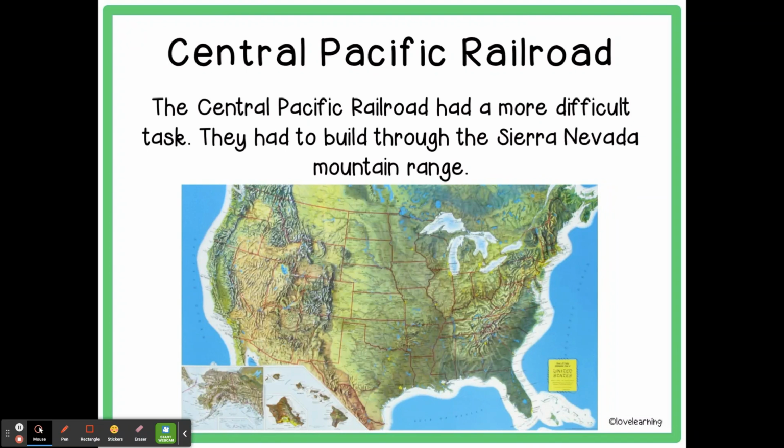So let's talk about the Central Pacific Railroad. The Central Pacific Railroad had a more difficult task. They had to build through the Sierra Nevada mountain range. If you look at this map, it shows you where that red line probably was, right around here. Look what they're working through compared to where the blue line was. All this flat land versus what the Central Pacific Railroad is having to work through, the mountainscapes. So it's important for you to note that the CP Railroad Company was working through the mountain ranges. That is a big difference.